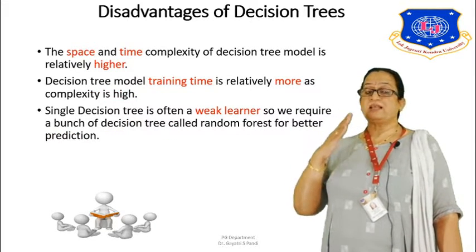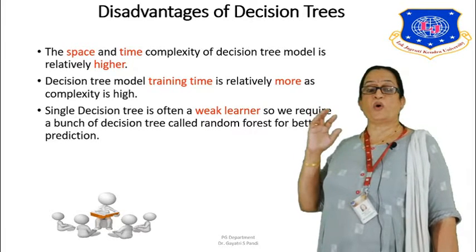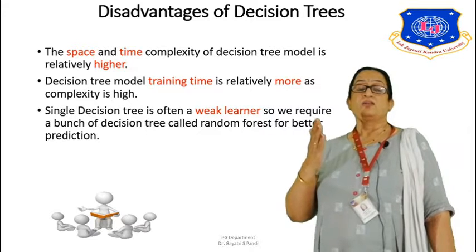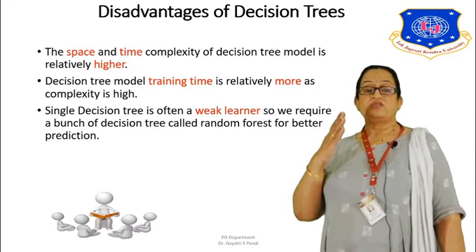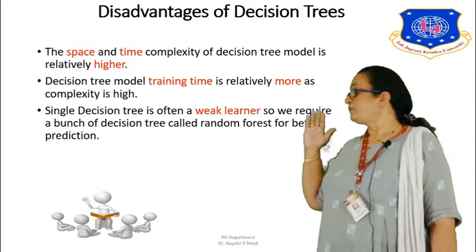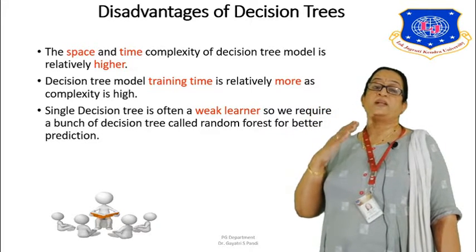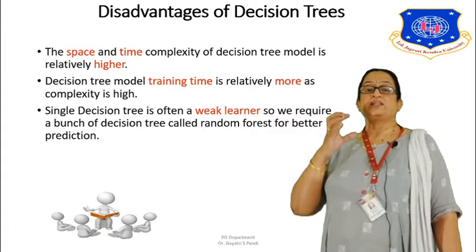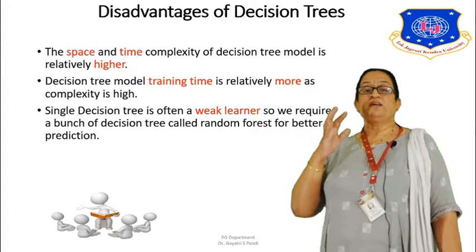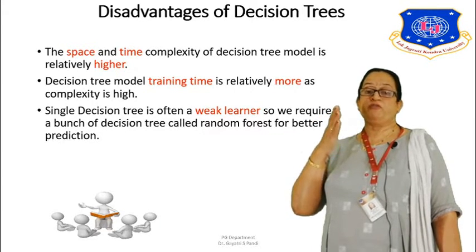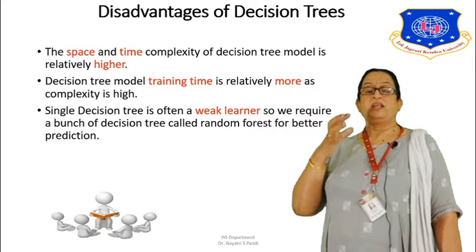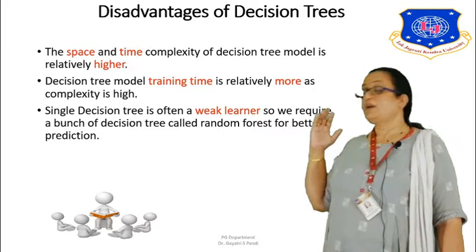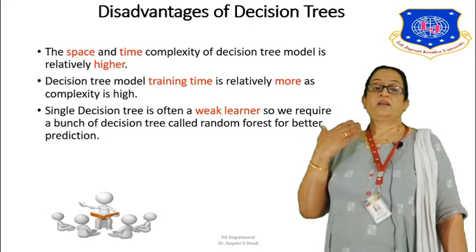Also, the space and time complexity of the decision tree model is relatively higher compared to a few other algorithms. So decision tree model training time is relatively more as the complexity is comparatively high. A single decision tree is a weak learner. It takes a lot of time to learn, and because of the weak learning capability, we need a bunch of decision trees, called a random forest, for better prediction when applied to regression tasks.